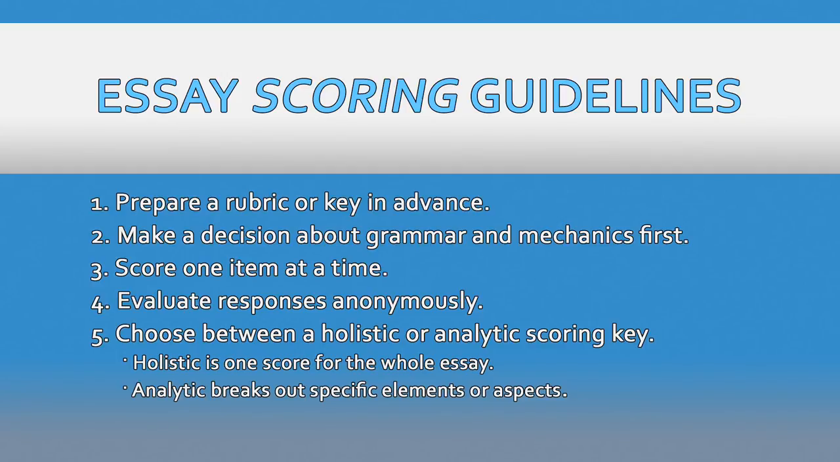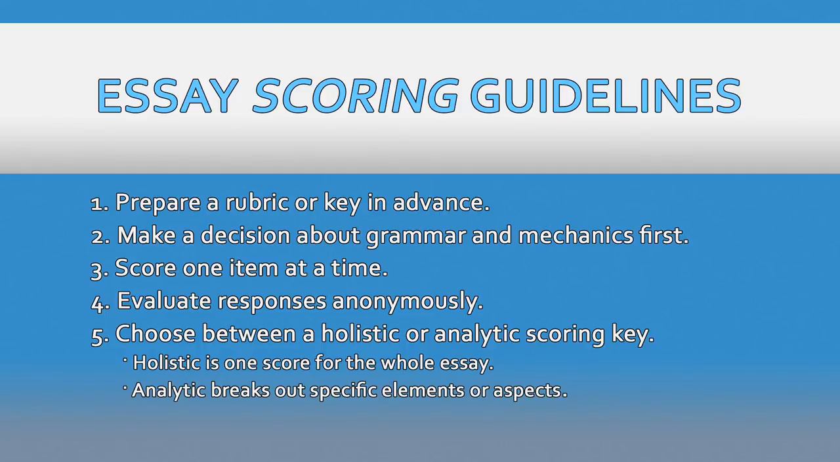The fifth essay scoring guideline is choosing between holistic or analytic scoring keys. Now, I put this last, but it's actually one of the most important points. Holistic grading is when you give a grade or a score for the entire essay. It's quicker, but the problem is that it's often quite imprecise and it doesn't provide as much useful feedback. Analytic grading is when you assign a certain number of points for various categories of the essay or composition, such as organization, clarity, content, etc.